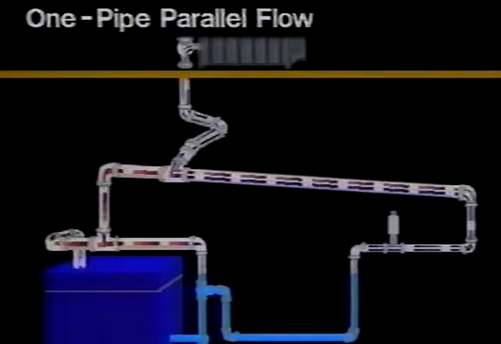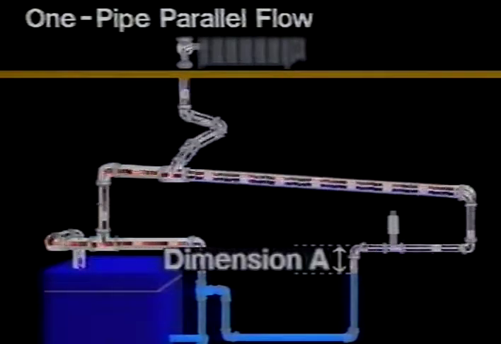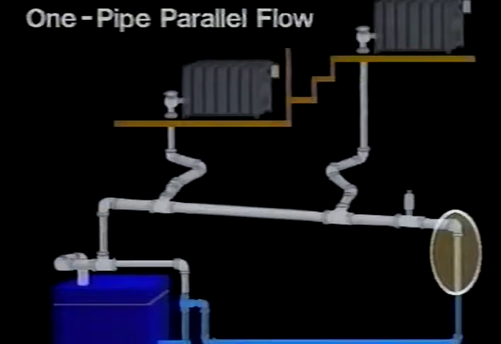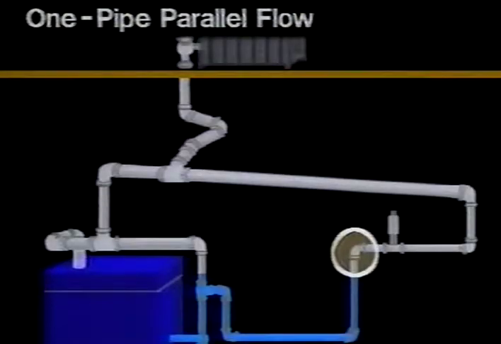For all one-pipe parallel flow piping systems, dimension A must be sufficient to provide for the gravity return of the condensate and to help prevent the system main from flooding. The system could look like this, dropping from the main immediately into a wet return. Or like this, with a dry return that eventually drops to the wet return.